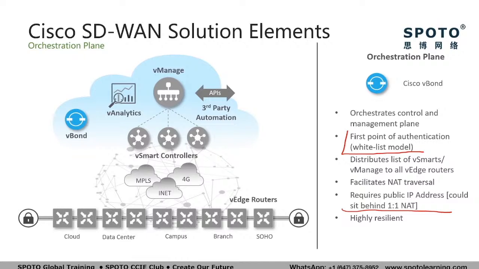When you are trying to download vBond from Cisco website, you might not be able to find it because the vBond image is the same as vEdge. It is just a vEdge running vBond feature. So just pay attention. It is a vEdge router image.